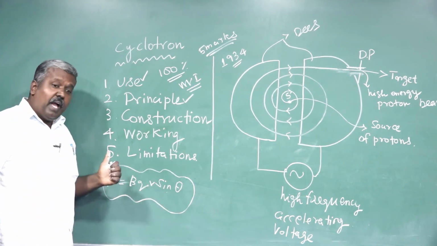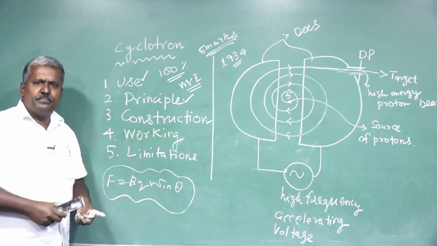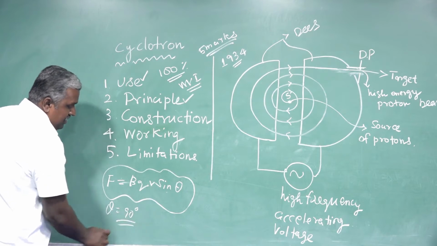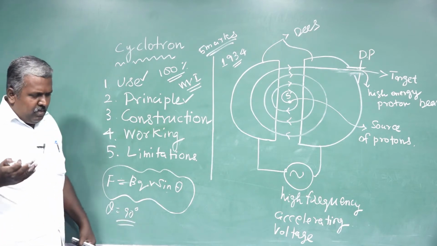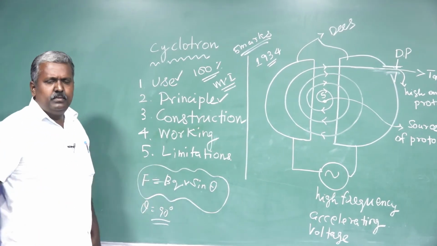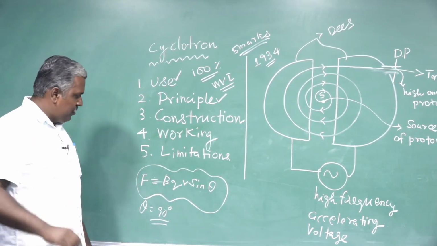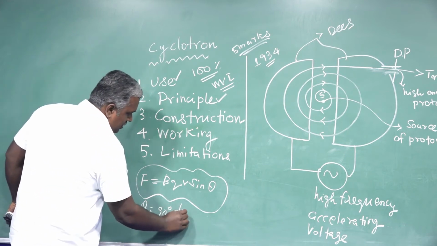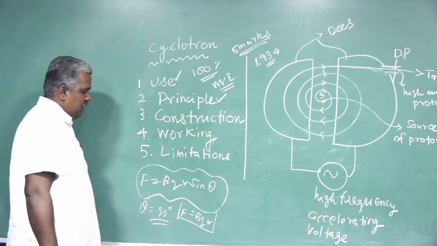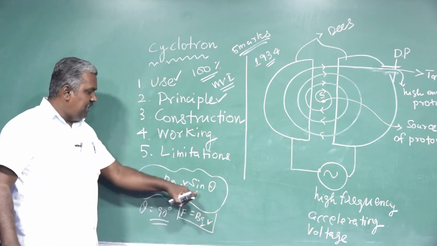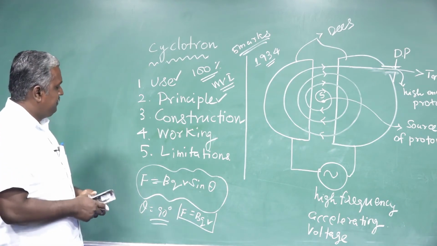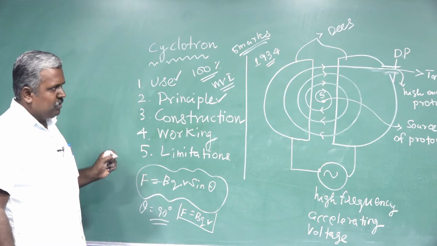When does it experience maximum force? If theta is equal to 90 degrees, that means perpendicular. When a charged particle moves perpendicular to the magnetic field, it experiences maximum force. F is equal to BQV, because theta is 90 degrees and sin 90 is equal to 1. Okay? Clear? Follow this one by one.